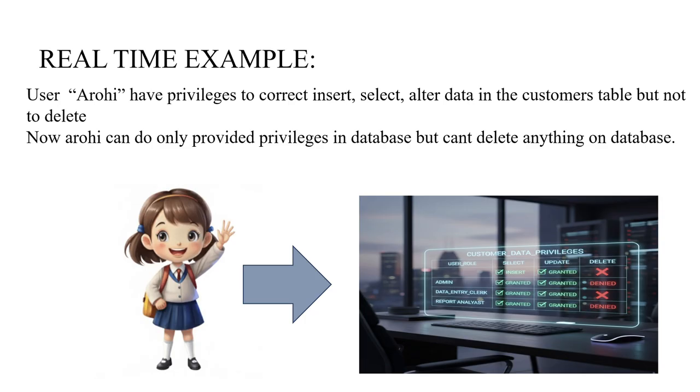Here is a real-time example. A user has the privilege to insert, select, and alter the data in the customer's table, but not to delete. So authorization gives the privilege to insert data, select data, and alter data, but it does not give them the right to delete data. So if a person has privileges in a database, they can view, insert, select, and alter, but they have no permission to delete that particular data. Here you can see in an image an example where the delete option is denied for that particular person, because that person is not given permission to make changes like deleting data stored in the database.